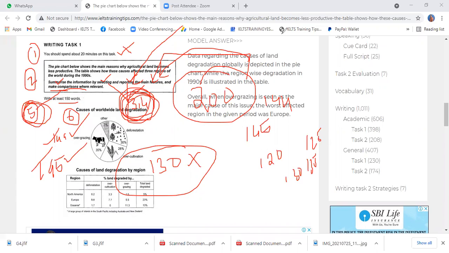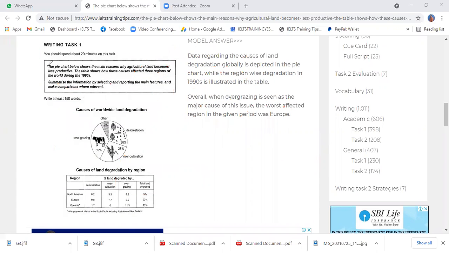Now, I can see that there are two charts. One is the pie chart, another is a table. And you can see that there are two headings. One is causes of worldwide land degradation, and the second one is causes of land degradation by region.